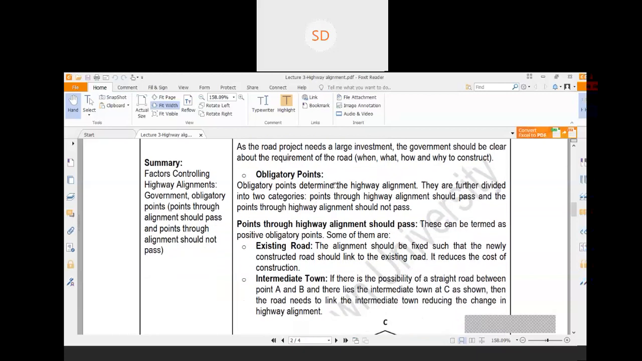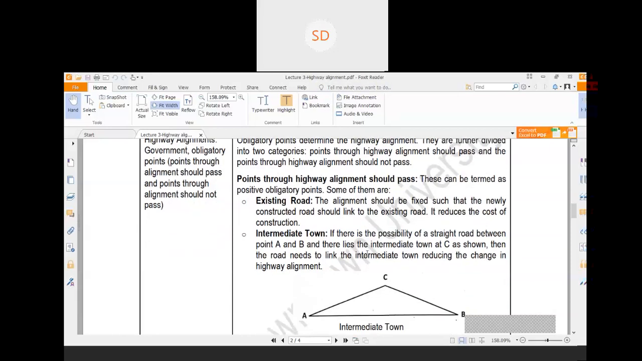Then coming to the next point, that is obligatory points. Now this is very much important. There are two types of obligatory points: positive obligatory points and negative obligatory points. Positive obligatory points are those points through which a highway alignment should always pass, and negative obligatory points are those points through which highway alignment should not pass. Now, let us discuss these obligatory points. First, positive obligatory points.